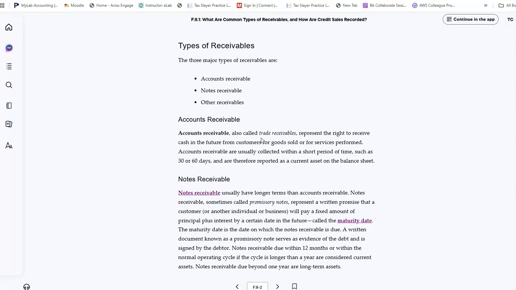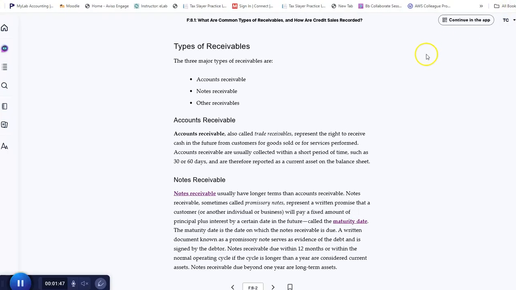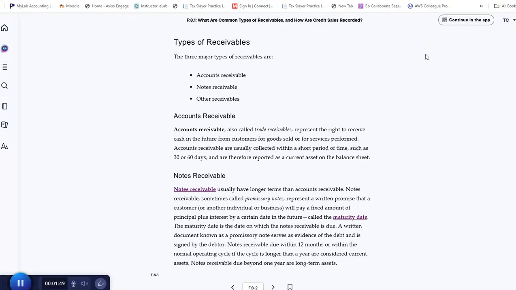It's not as formal an arrangement, and we're typically not charging interest on accounts receivable. We may charge some late fees and things like that if they're not paid, but typically we're not trying to make money by recording interest.